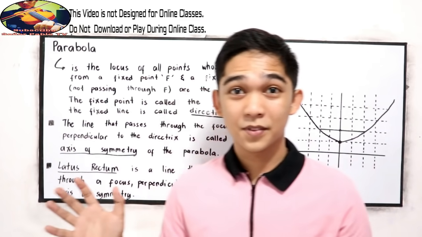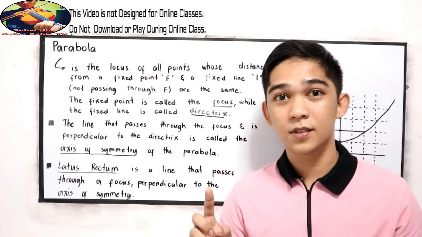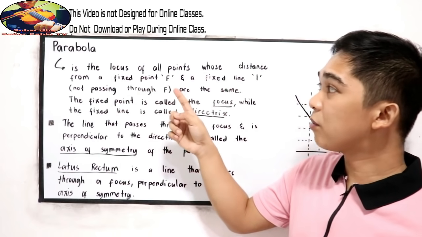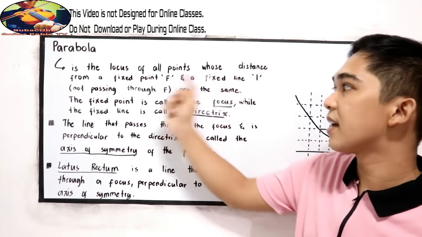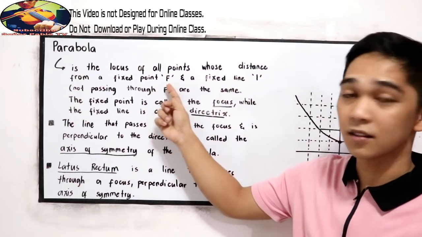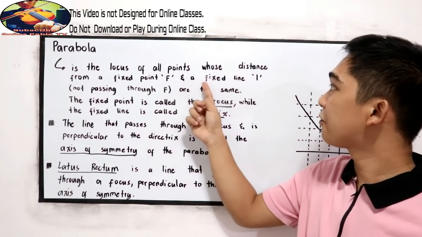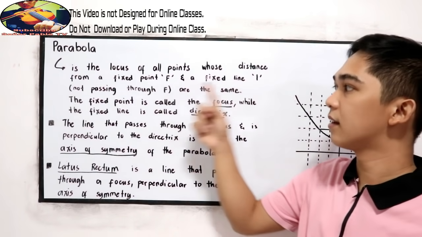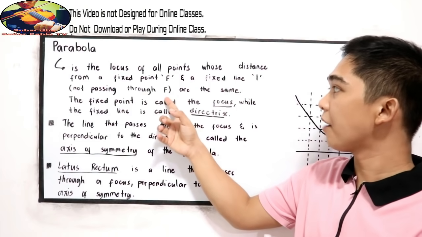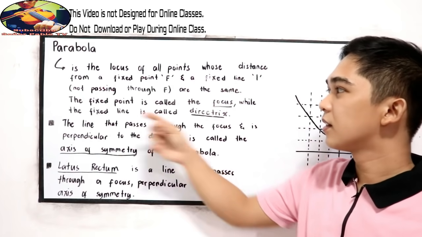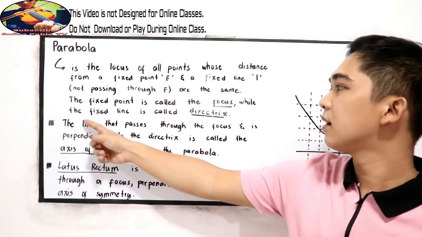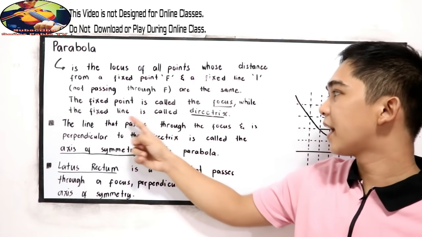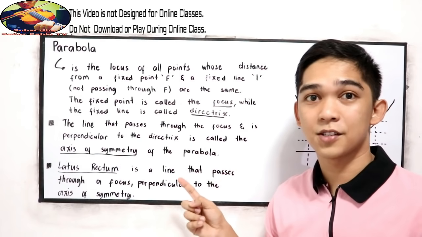The parabola. First, let us define. The parabola is the locus of all points whose distance from a fixed point, F, and a fixed line, L, not passing through F, are the same. The fixed point is called the focus, while the fixed line is called the directrix.